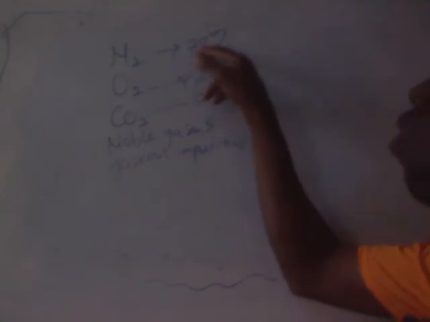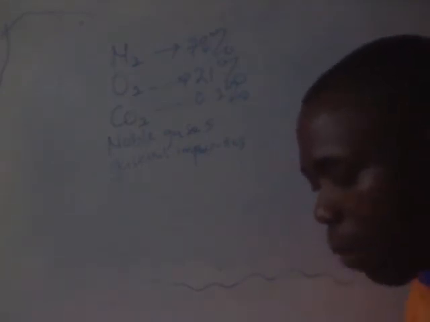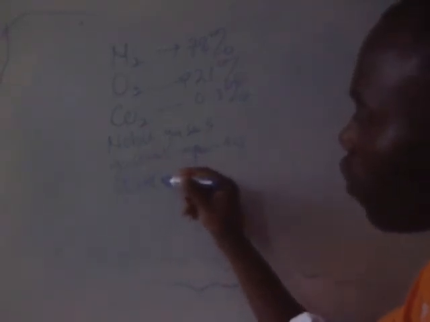If you look at all the constituents, nitrogen has the highest composition, 78%. Now the major constituent of air is: A, carbon 4 oxide, no. B, hydrogen. Hydrogen is not even one of the constituents of air. Nitrogen, that's the answer. Noble gases. We also have water vapor.